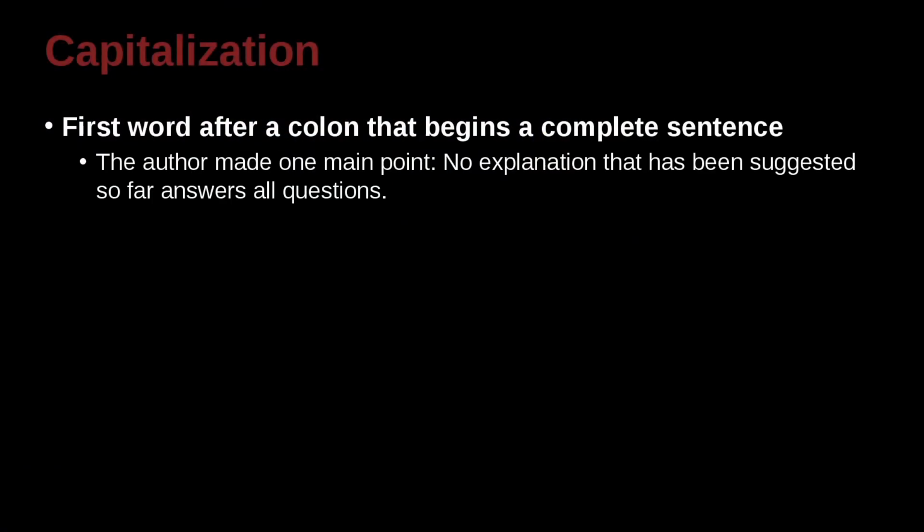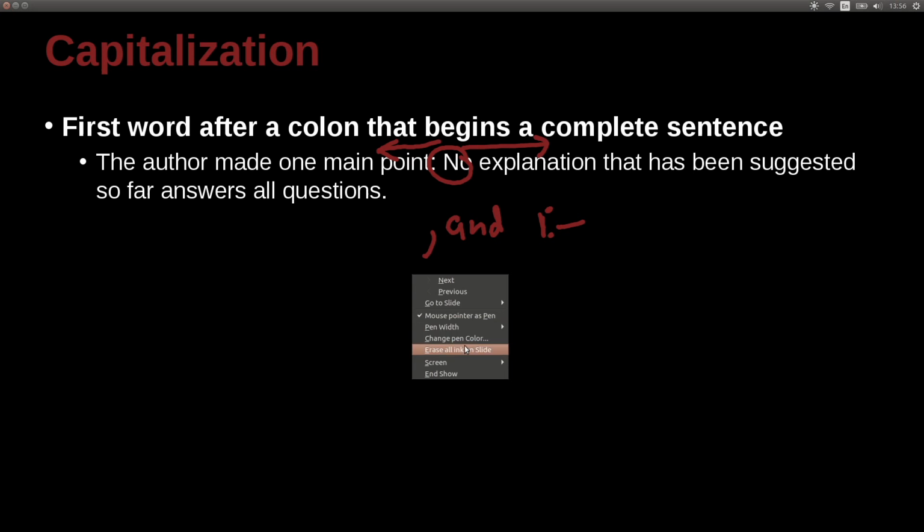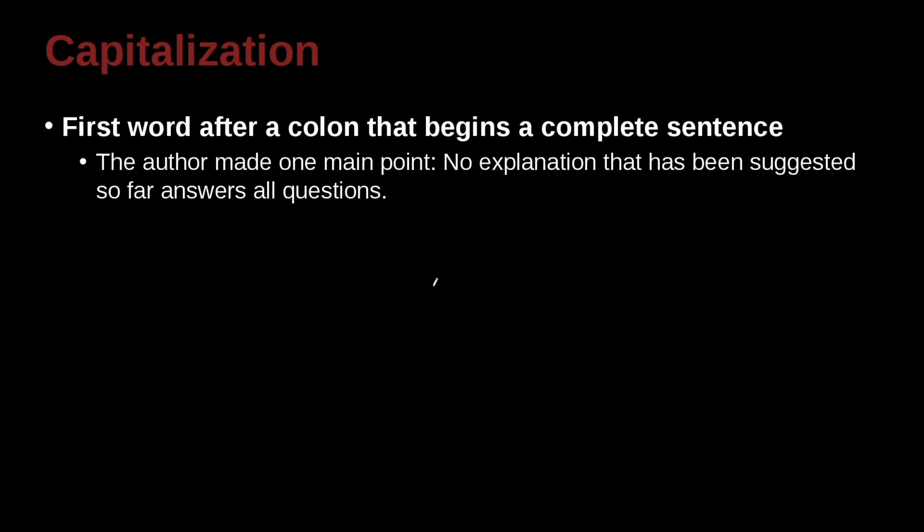So in this example we can see the author made one point. That is a sentence. And then the second part is "No explanation that has been suggested so far answers all questions." So we have an independent clause here and an independent clause here. They could both be sentences. We could add in the middle there comma, space, and. But instead, we're going to use the colon. So we're going to have a colon, no space here, and then one space after. You see that? But you need to capitalize the first letter of the first word in that second sentence. Key point. That's not easy to remember, but it is a very special case, I think, because we don't often jam two sentences together like that.